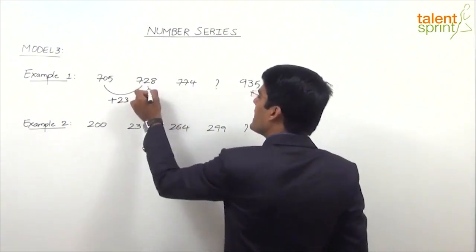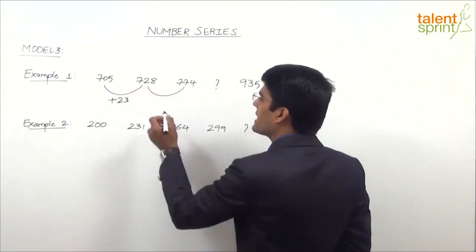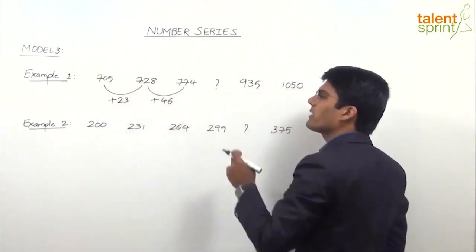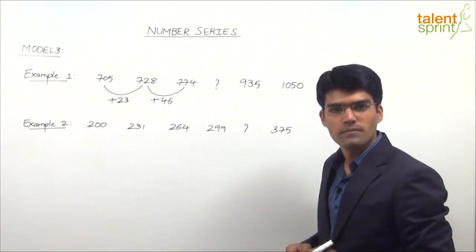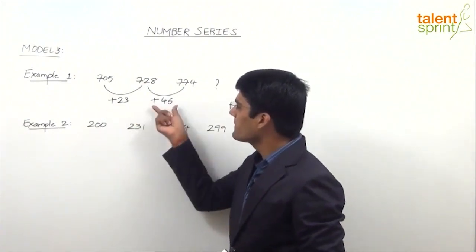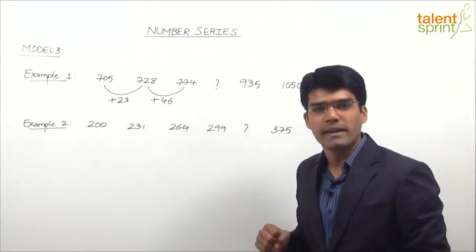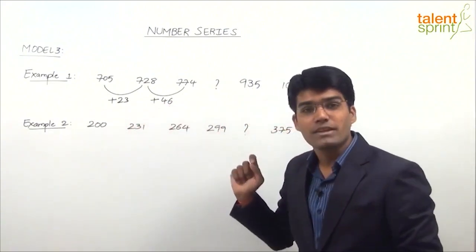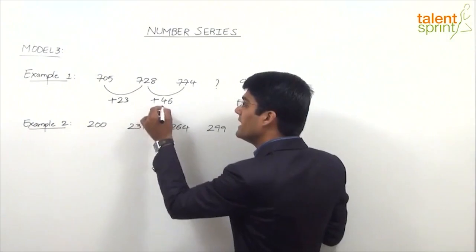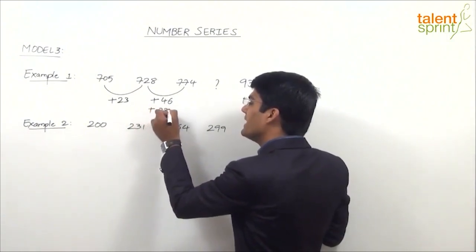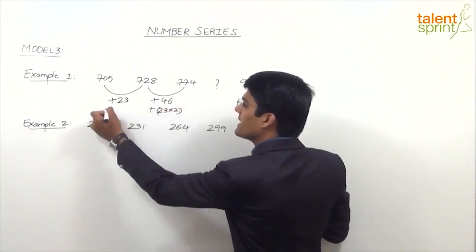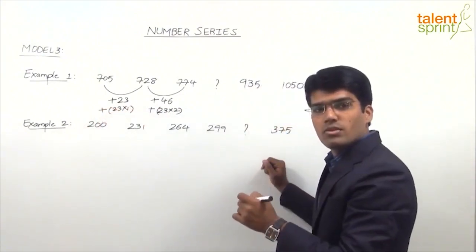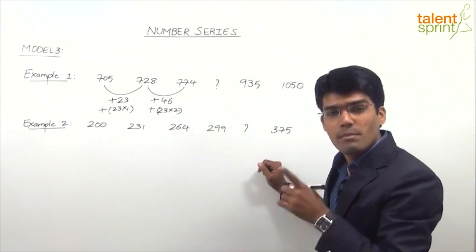Then 728 and 774, we see that the difference here is 46, or nothing but 728 plus 46 will be equal to 774. Now as soon as we see these two differences, something has to strike our mind. That is, the first term here is 23 and the second one here is 46. If you observe properly, this is nothing but 23 into 2 and this can be taken as 23 into 1. So this may be the possible logic behind the given series.